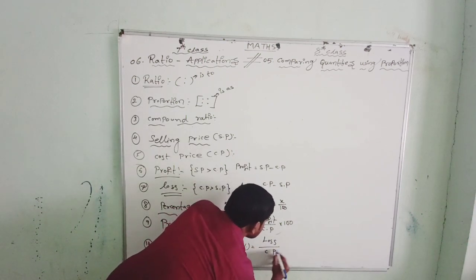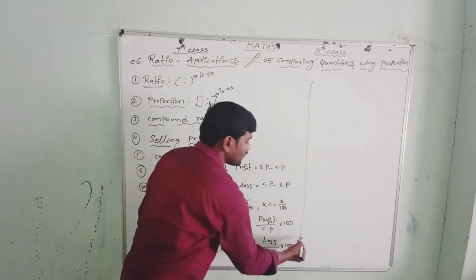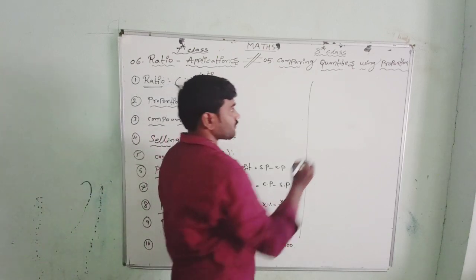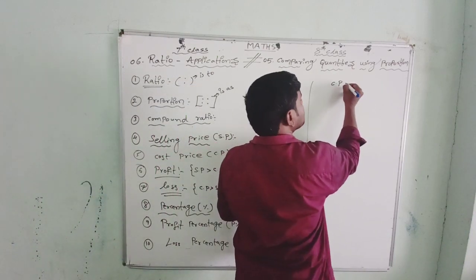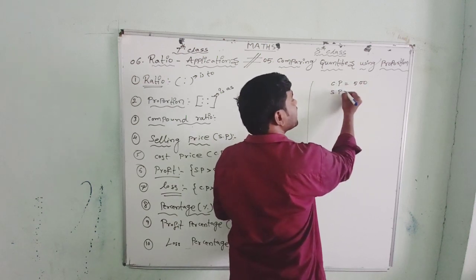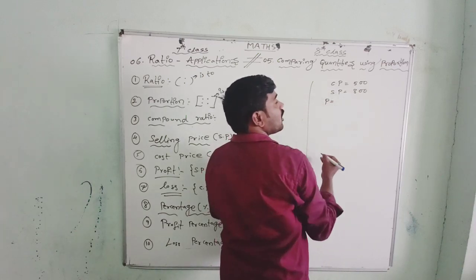Loss by cost price into 100. Okay, let me do one problem here to get how to calculate the profit percentage and loss percentage. Suppose the cost price of an article is 500 rupees and the selling price of the article is 800 rupees, then we will get a profit. How much profit will we get?